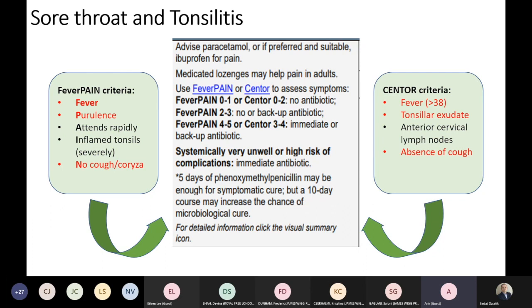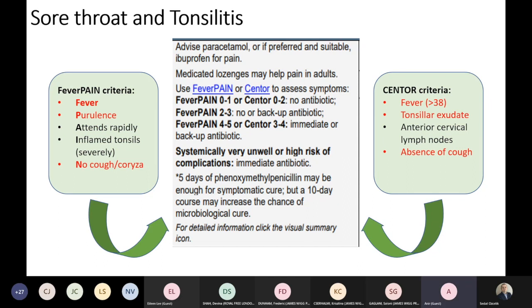However, more recently, we've reverted to using something called the FeverPAIN criteria, which you can see on the left-hand side of the screen, which has 3 of the same features of the Centor criteria, but the fourth feature is a patient who presents very quickly or who has severely inflamed tonsils, so very red inflamed tonsils. But essentially, the higher the score with the Centor criteria or the FeverPAIN criteria, the more likely you think that they may be suffering from a bacterial tonsillitis and would benefit from oral antibiotics. Traditionally, we use 10 days.